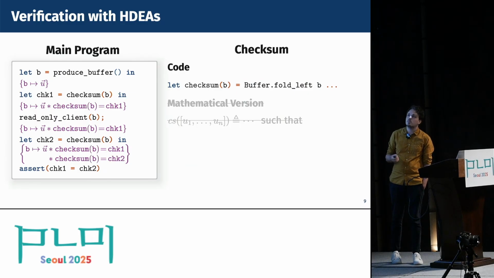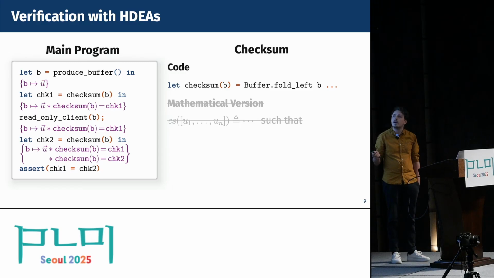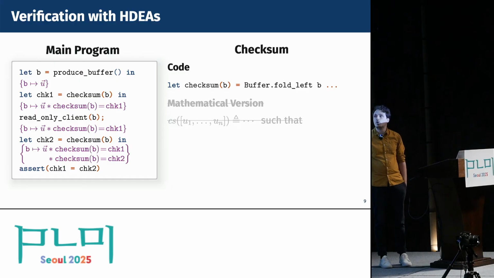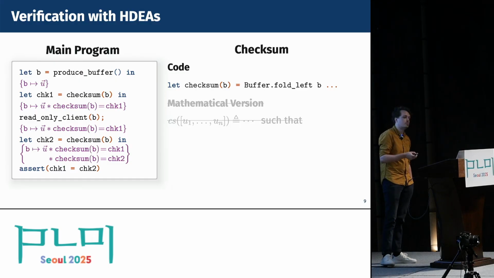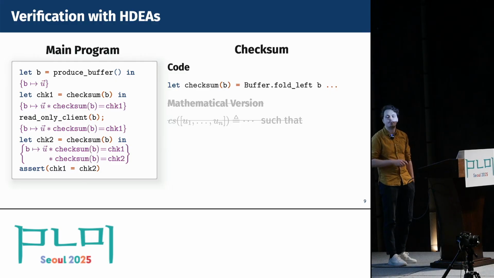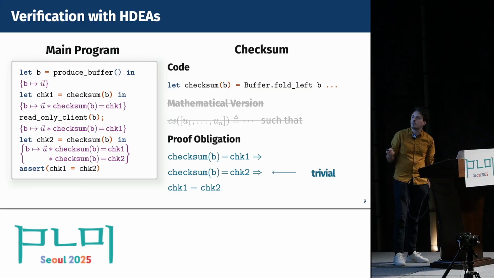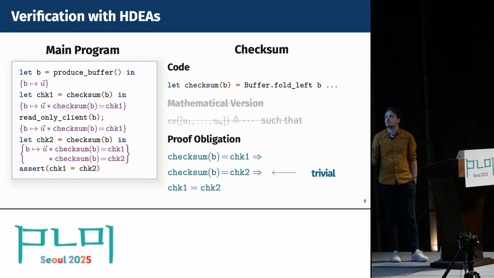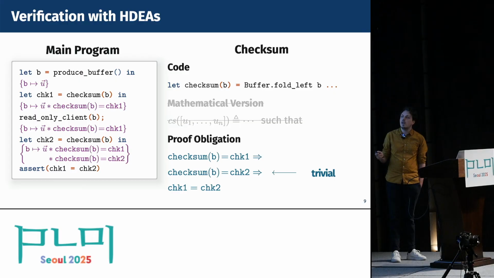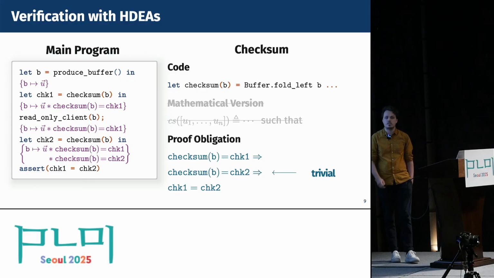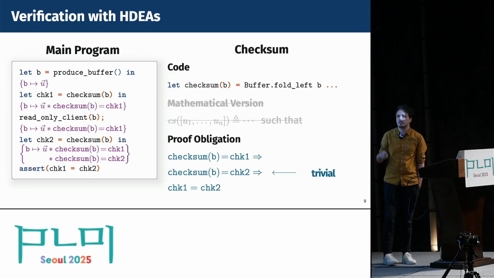So here's how the proof would change with heap-dependent expression assertions. We first get the points-to for the buffer, and then instead of having this mathematical function, we just remember that checksum of b currently evaluates to check1. We call the read-only client, and afterwards we remember that checksum of b also evaluates to check2. And then the proof obligation in the end becomes that if checksum of b equals check1 and checksum of b equals check2, then check1 must be the same as check2, which is of course trivial in this case.